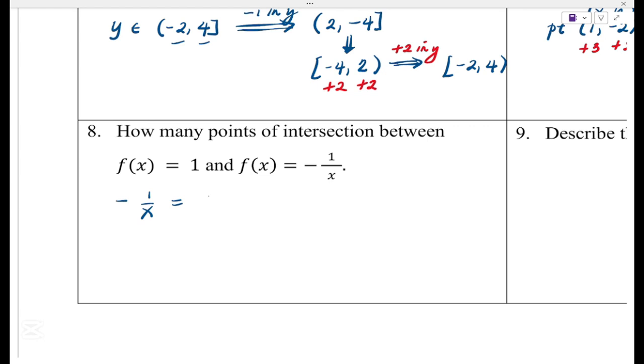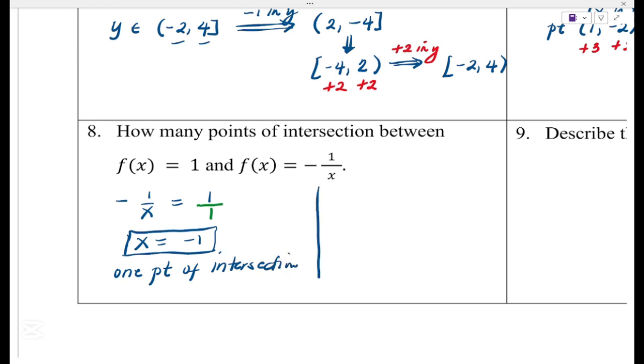Negative 1 over x is equal to 1. And we can write 1 as 1 over 1, and then we can do cross multiplication. x times 1 is x, and negative 1 times 1 is negative 1. So we will have x equal to negative 1. So you can see that the x value is only 1. It means to say there's only one point of intersection.